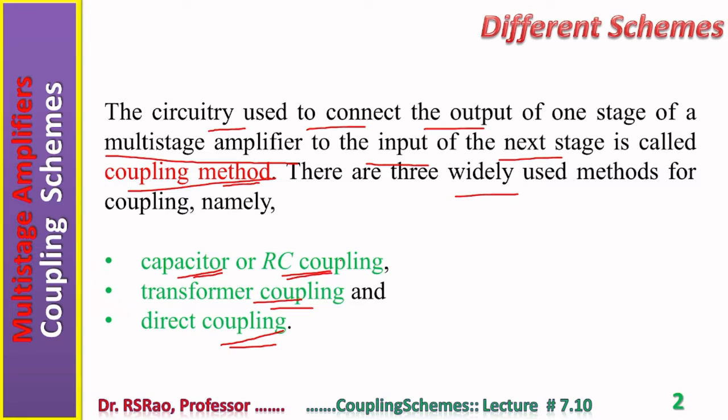Notice, coupling schemes are about interconnection between different stages of a multi-stage amplifier. What is a multi-stage amplifier? It is an amplifier in which there are several stages, more than one stage. This connection between different stages is implemented either by RC coupling or transformer coupling or direct coupling.